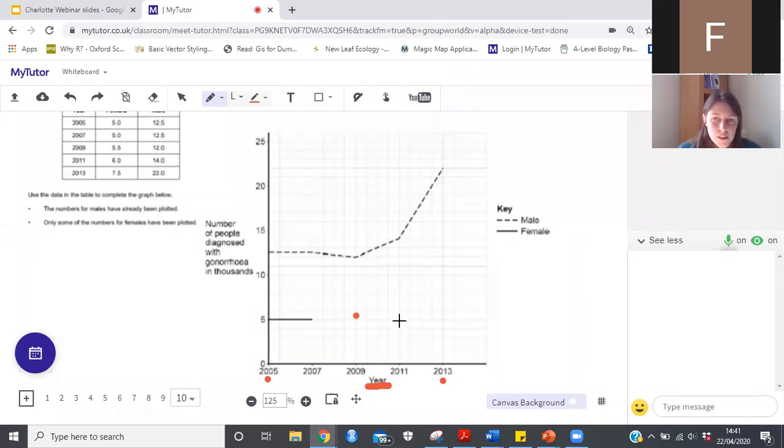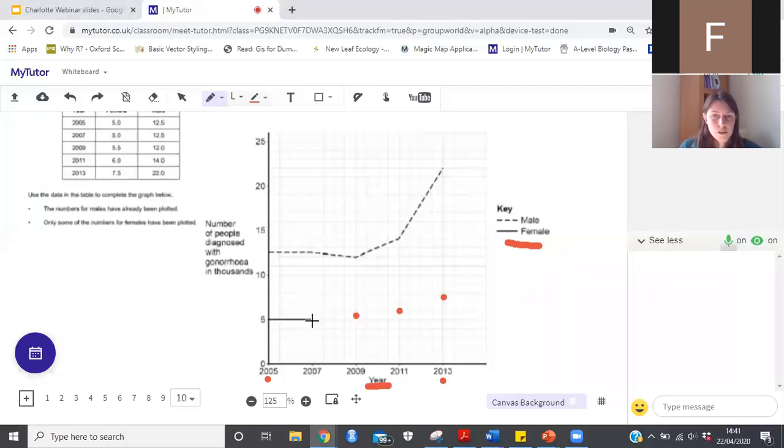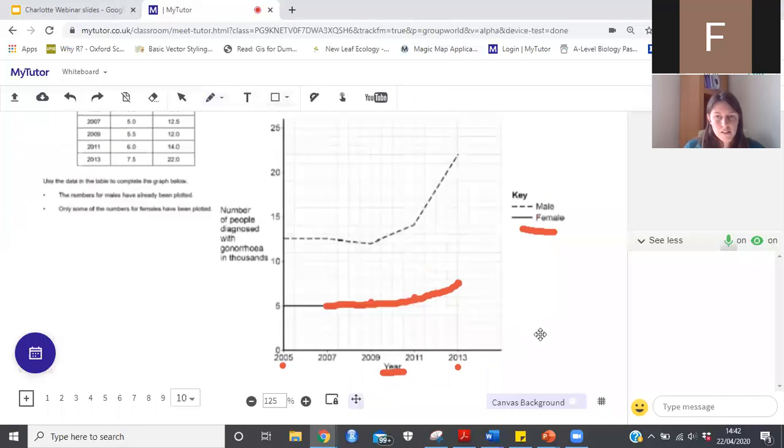Then in 2011, we have 6,000. So again, we'll pop this at the line above 5, 6 there. And then 2013, we have 7.5. So we'll find our 5 line, count up 2, that will give us 7, and another half, 7.5. We can see on our key that the female line is a solid line. So what we'll do, and you'd be able to do this much better with a ruler, would be to join up these points here and give ourselves a trend there.